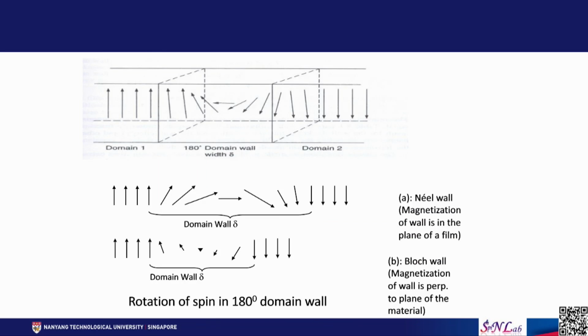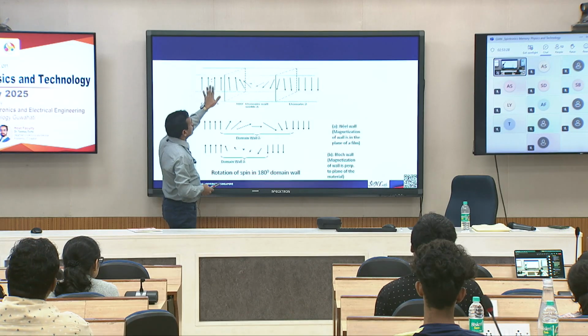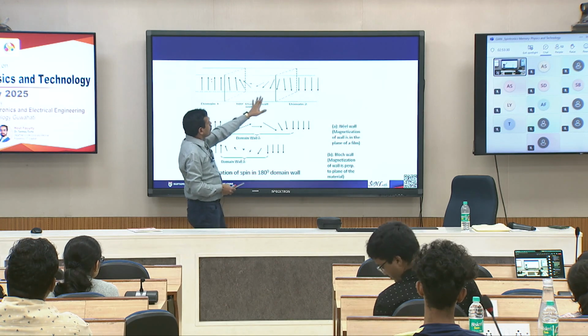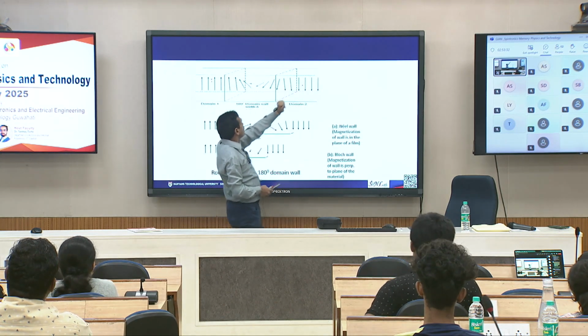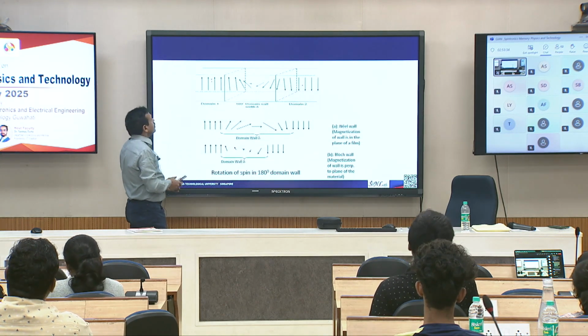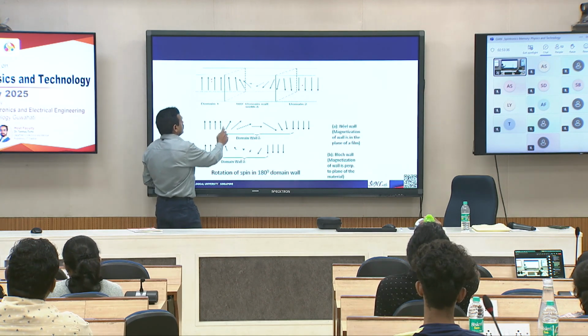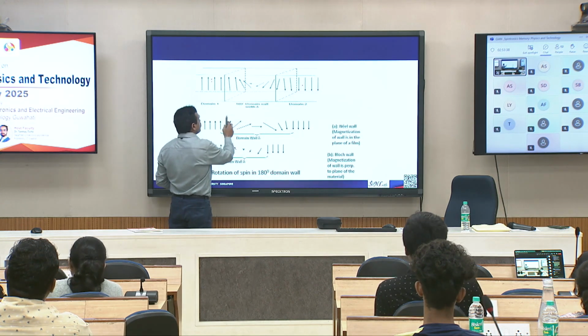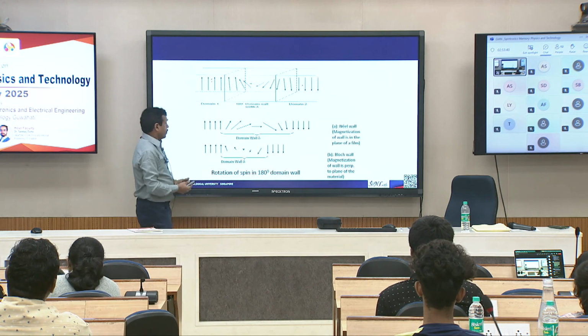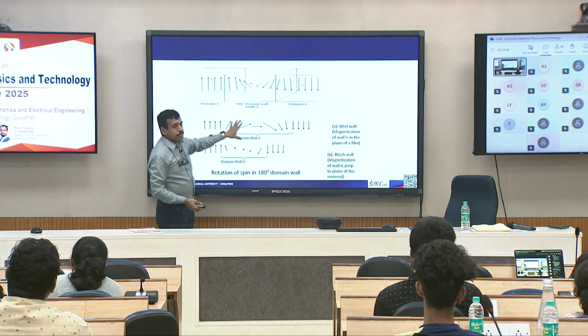This picture shows what we discussed earlier. We have one domain where all the spins are up, and another domain where all the spins are down. In between we have a gradual change of magnetization from up to down direction, and this is called the domain wall.